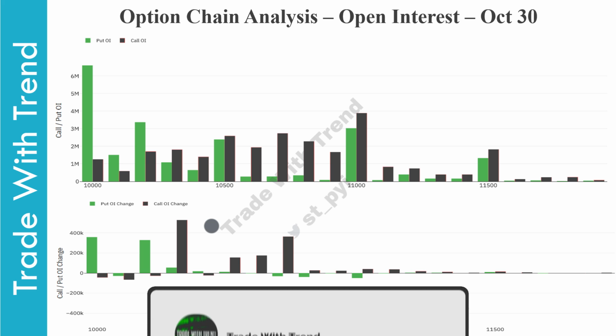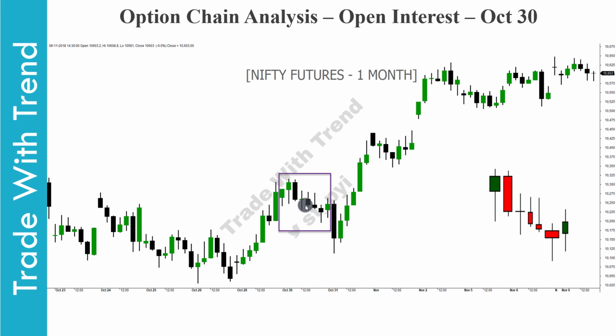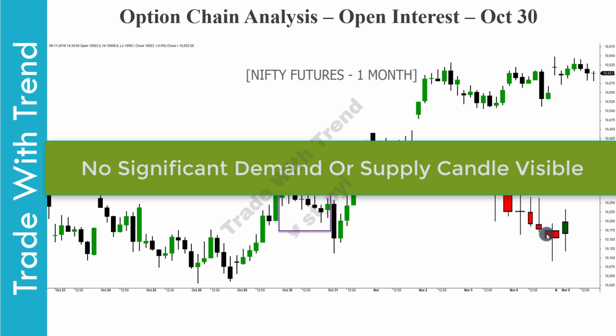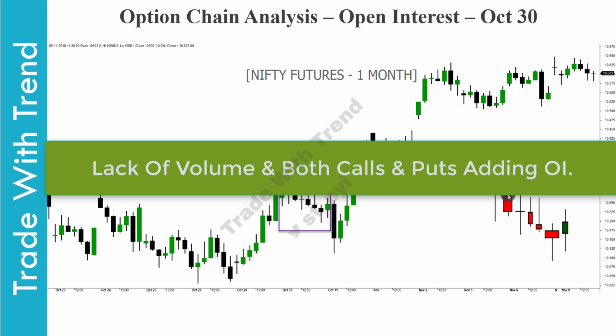However, before reverting back to this data point, let us move first to price action analysis. If you look at price action analysis for October 30th, while price has moved lower, there is no significant supply candle visible. Also, price in its previous session has formed a structure of higher high, which in itself is a bullish indication. Despite a fall in price here, two things you have to consider. Number one, lack of volume, and number two, both calls and puts have witnessed open interest addition.